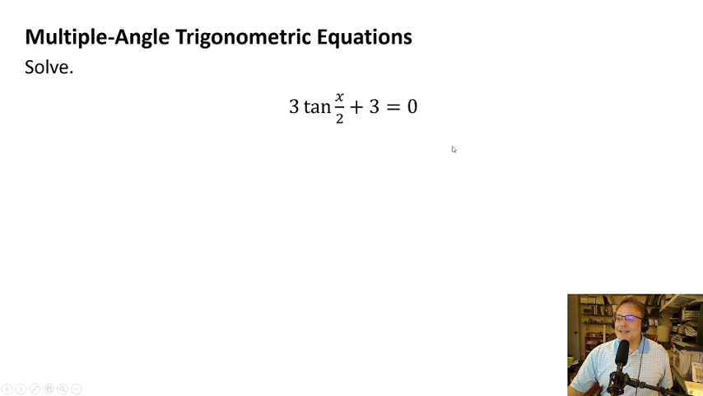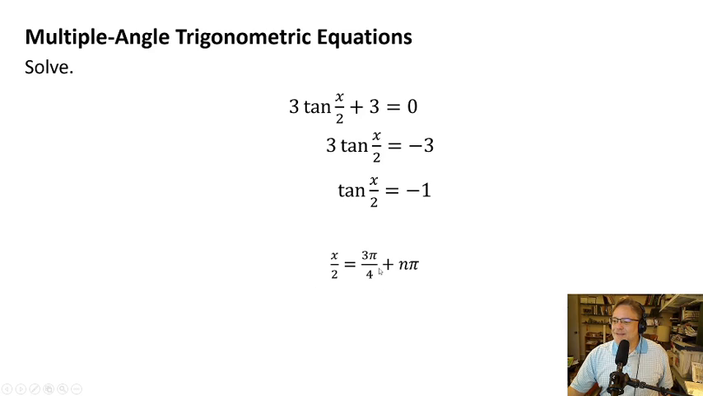Okay, so let's take a look at this kind of thing here as well. I'm guessing that you can see that when we get tangent of x over 2 by itself and we solve, we find out what angles are appropriate. We're not going to be dividing both sides by something, we're going to be multiplying both sides by something. And so when we solve this for tangent of x over 2, we're first getting -3 on the other side, then dividing both sides by 3, so we get tangent is equal to -1. And so where does that happen? That happens in quadrants 2 and 4.